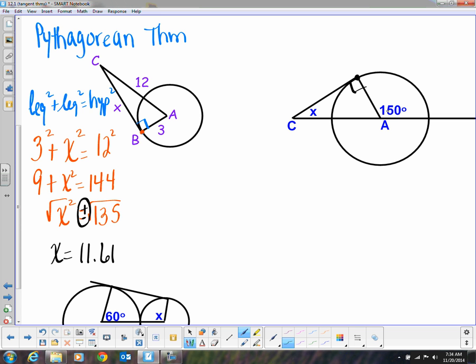If this is 150, what must this be? How do you know this is 30? How do you know they're supplementary? It's a straight line. 180 minus 150 is 30. All right. Can you write an equation now with those three angles? What would it be? 90 plus 30 plus x is what?